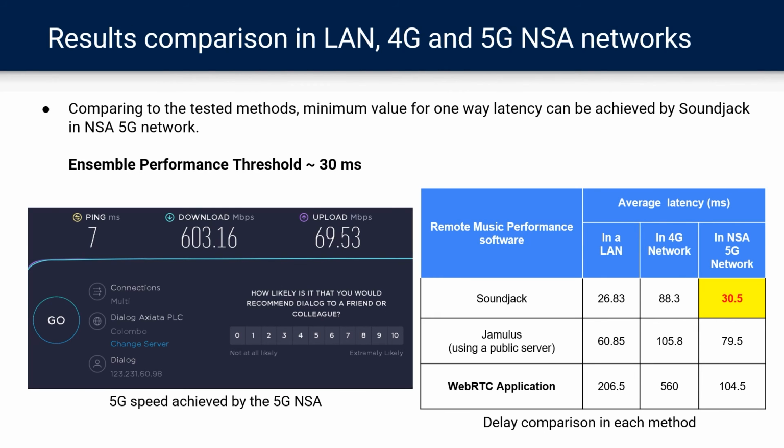So let's briefly look at the results of our project. In our project, we were able to achieve desirable results for good real-time performance. Normally, the ensemble performance threshold is around 30 milliseconds, which indicates the minimum delay between two players to avoid identifiable latency when hearing music. So, we were able to achieve about 30.5 millisecond latency when using Soundjack in the 5G NSA network. In conclusion, we believe that live music collaboration is an area that has great potential.